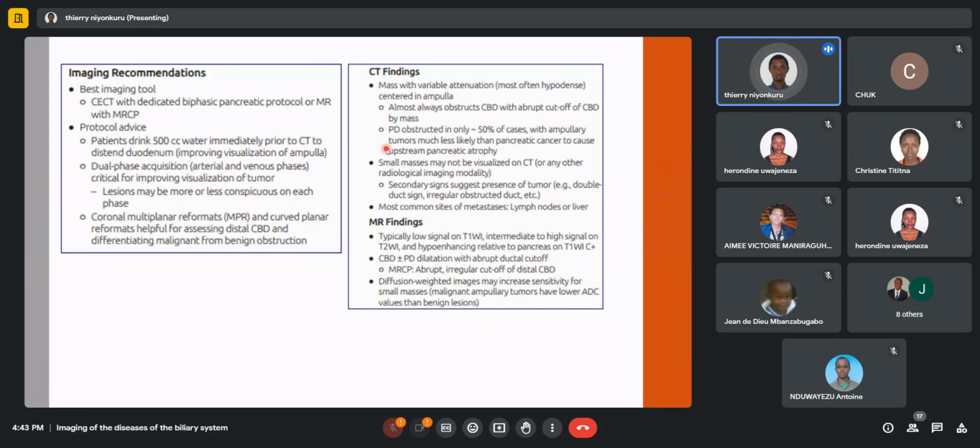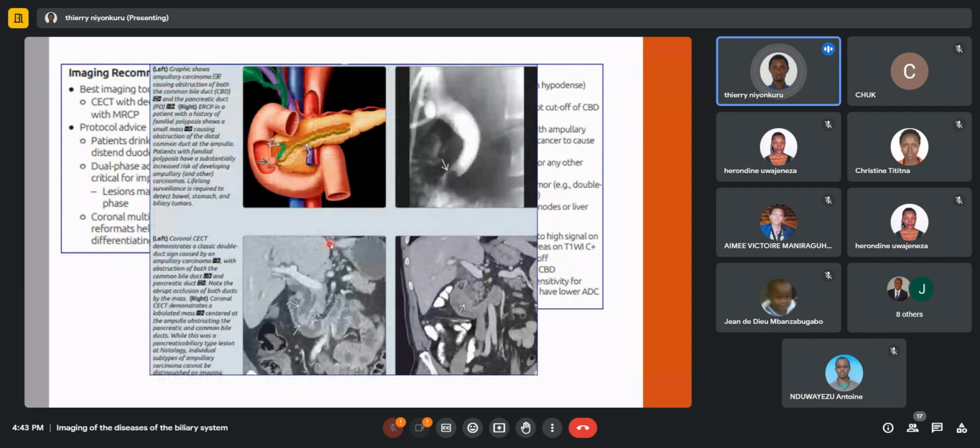While on MRI, we have a low T1 signal intensity and intermediate to high signal intensity on T2, with dilatation of the CBD and the pancreatic duct. As we can visualize in this diagram, this is the ampulla of Vater, so the mass will be located at this area in the second portion of the duodenum. So there is upstream dilatation of the pancreatic and common bile duct.